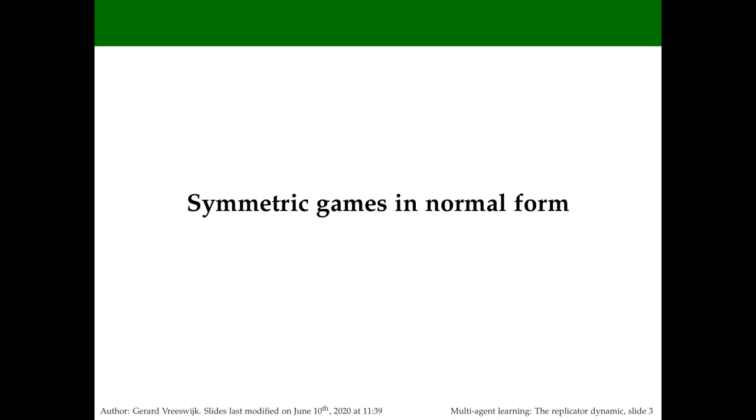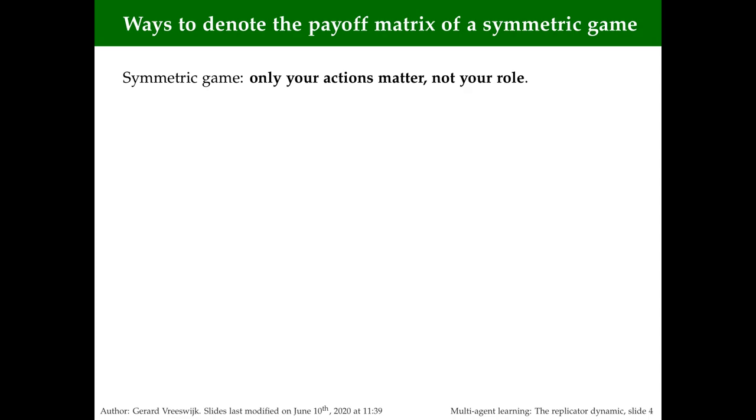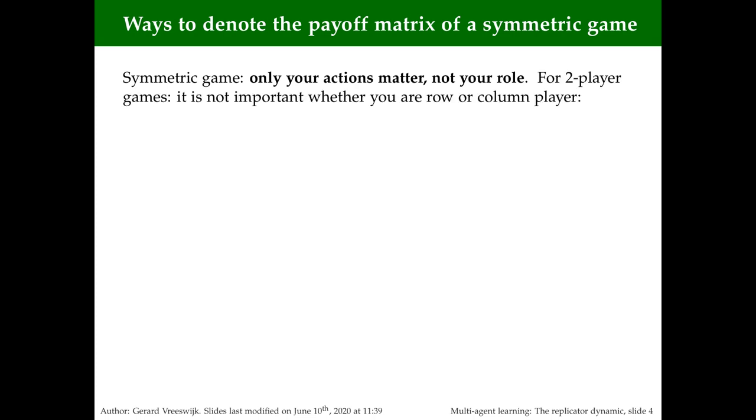So first, we already know and have familiarity with symmetric games, but to be more precise, I want to discuss ways to denote symmetric games. So in a symmetric game, only your actions do matter and not your role. So it's not important if you are, in a two-player game, a row player or a column player. It's only the actions that you execute that matter, whether you are a row player or a column player.